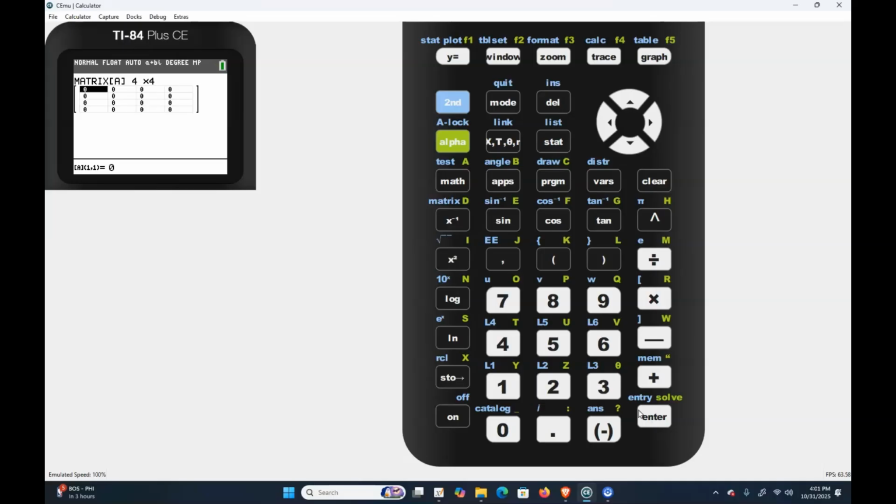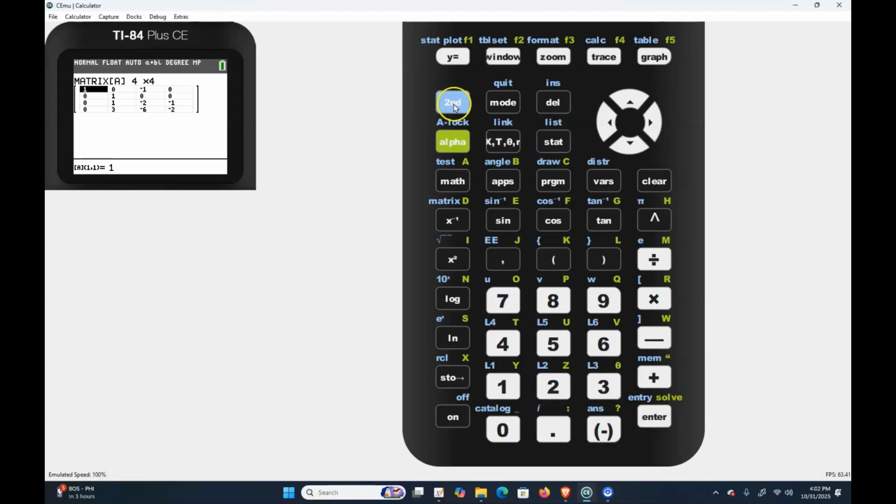Okay, so my values were 1, 0, -1, 0, 0, 1, 0, and 0, 0, 1, -2, -1, 0, 3, -6, -2. All right, I have populated matrix A.